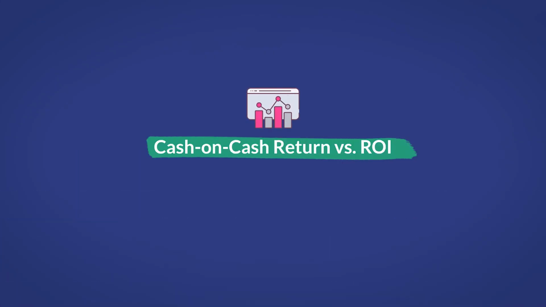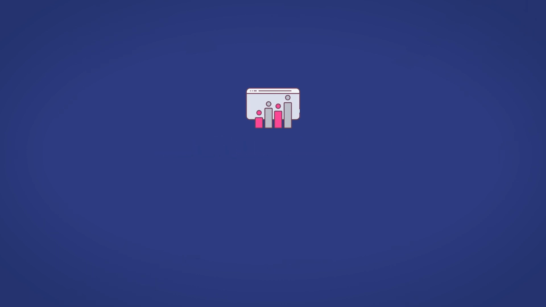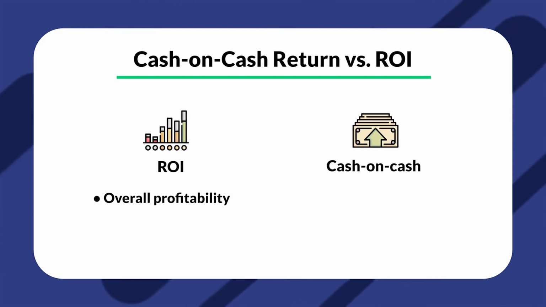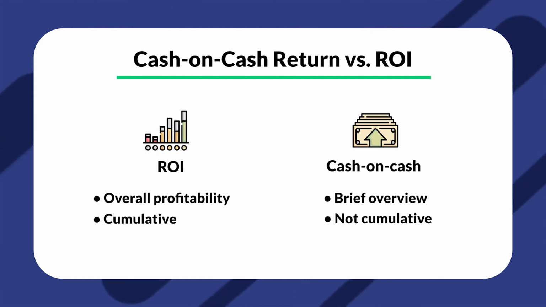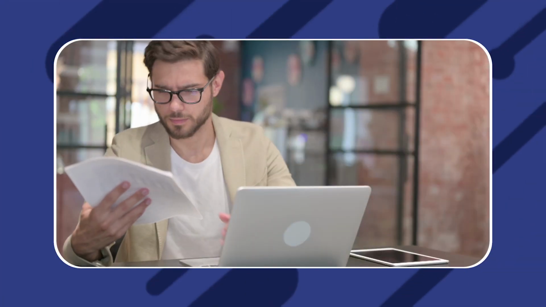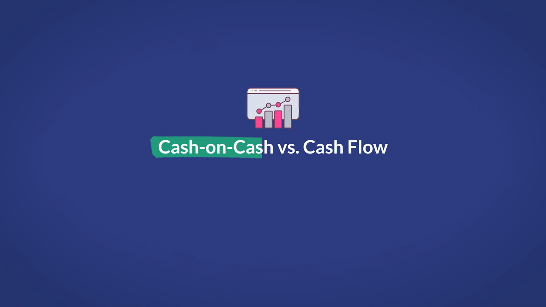Cash-on-cash return versus ROI. The cash-on-cash return statistic differs from ROI in that ROI is concerned with the overall profitability, the amount of the total gain or loss the property generates over the course of ownership, whereas cash-on-cash is a brief overview of annual cash flow. Return on investment is cumulative, whereas cash-on-cash is not. ROI also considers all of the property's debts, whereas cash-on-cash simply considers the money you pay right now. In practice, ROI can be estimated using your property's fair market value, but it can also be really assessed when you sell it.